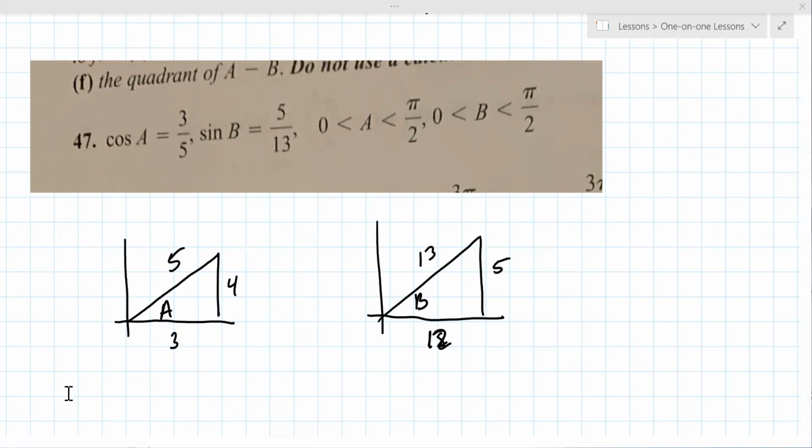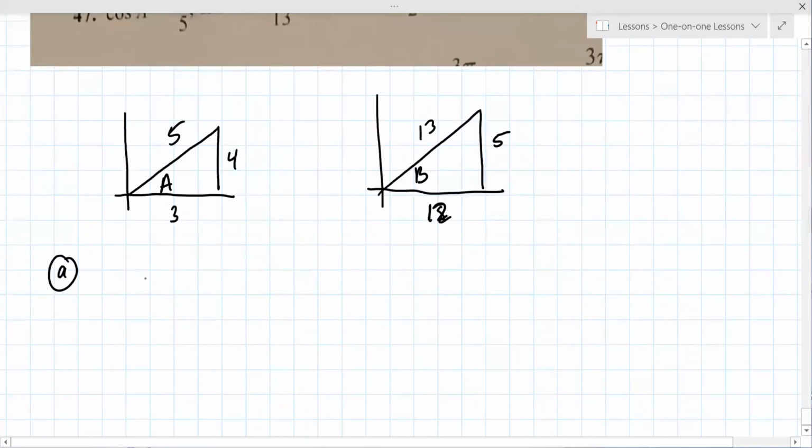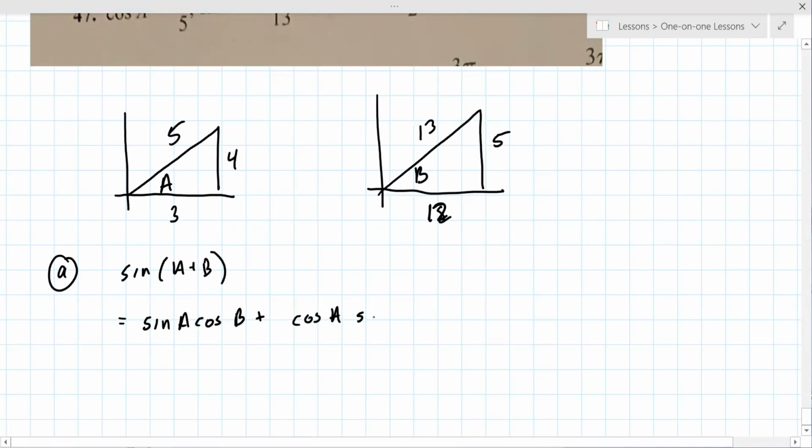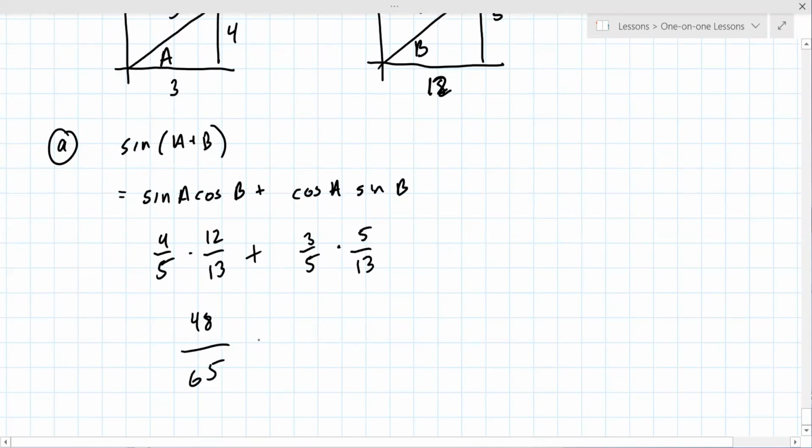Part A, you'll love part A, because you're like, this is a really long problem. It wants you to just find the sine of A plus B. By now you're supposed to be like, oh, I know that, that's a sum and difference formula. So it becomes sine A cosine B plus cosine A sine B. You might think, well, I don't have any of this. Well, you do. Sine of A is 4/5. Cosine B, if I come over to B, is 12 over 13. I'm getting the information from this triangle here. Cosine A is 3 over 5. Sine of B is 5 over 13.